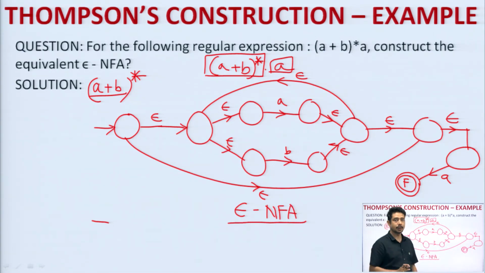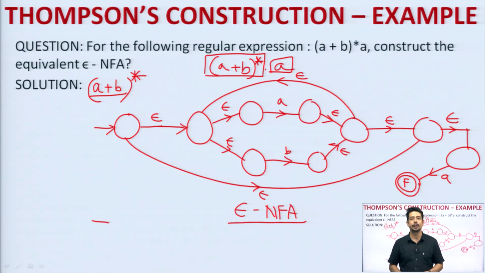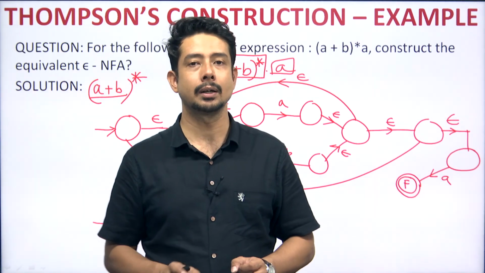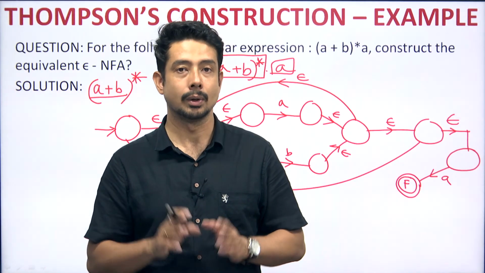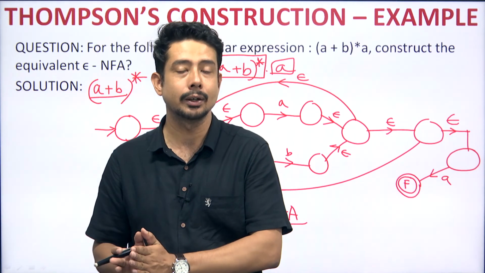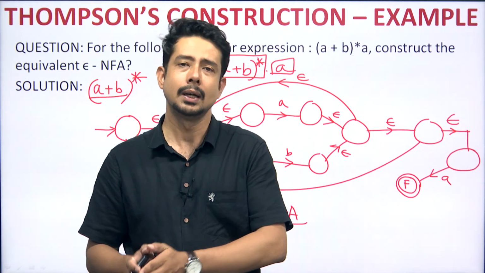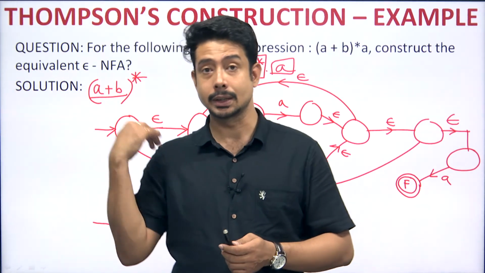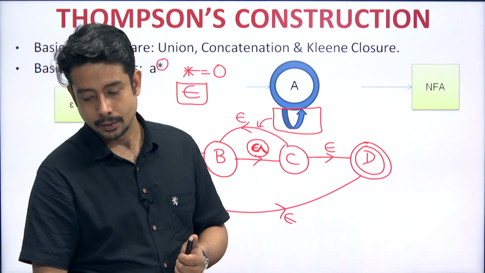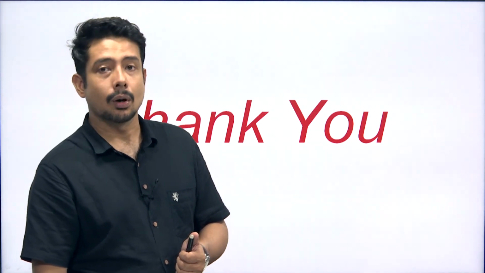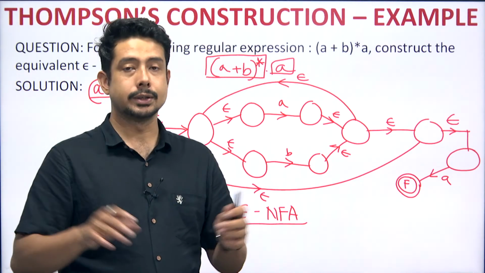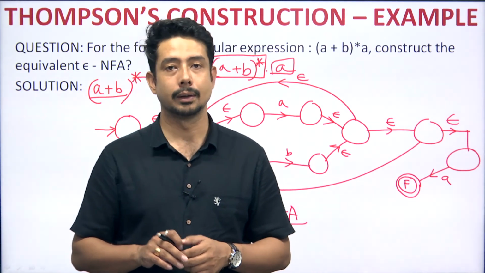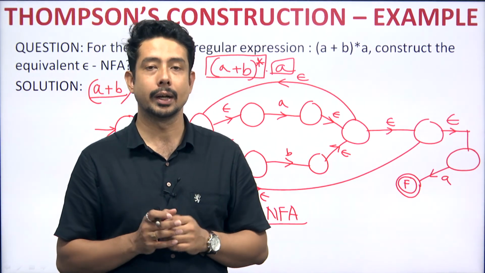So, whenever a question comes that you need to design an epsilon NFA for a given expression, then you need to use the Thompson's construction algorithm, or if you have to design only a finite automata, then simply you can go back to the previous lecture slides that I have taught you. Okay. So, this is all about your overall general concept regarding finite automata and the regular expression part.